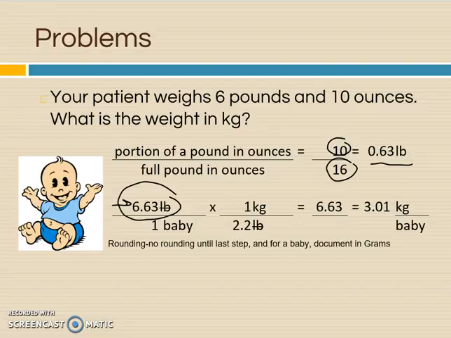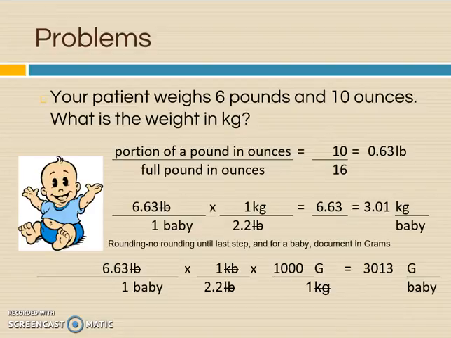Because when we talk about a baby, we document in grams. So now I know that a lot of people would already know that if you were going to change this figure, 3.01 kilograms, into grams, you would just move the decimal place over 3 spots. I can never remember whether it's moving it 2 spots or this way or whatever. So I like to put in this other piece of information.